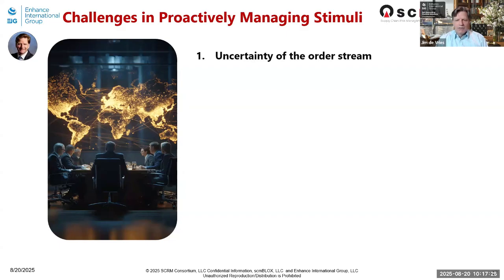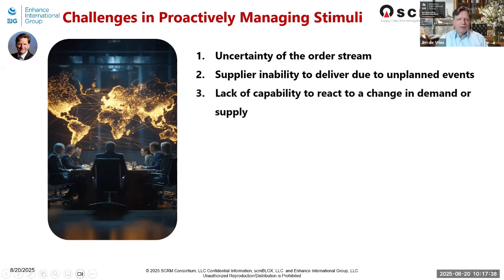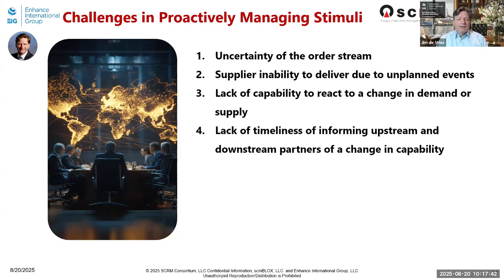Uncertainty of the order stream. We may not know what that is. The supplier inability to deliver due to unplanned events. So these are very common challenges. Lack of capability to react to a change in demand or supply. Lack of timeliness of informing upstream and downstream partners of a change. So it's almost like you're embarrassed to let people know, or you don't want to cry wolf and say things too often and then go back on your word.